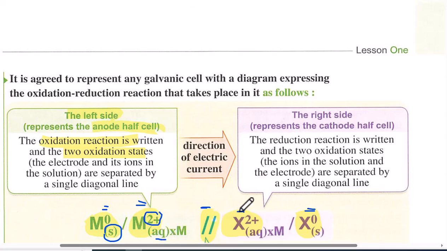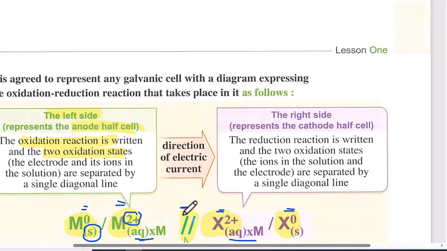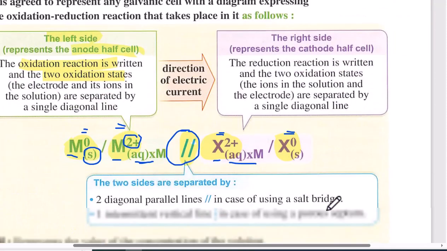And between the cathode and the anode is the salt bridge. The salt bridge here is represented by two diagonal lines, and if it is a porous septum, we can represent it by an intermittent vertical line. So we write the anode and its two oxidation states, 0 and positive, and the cathode and its two oxidation states, including the reduction process, X positive 2 reduced into X0.